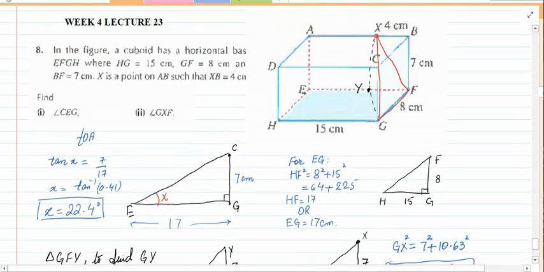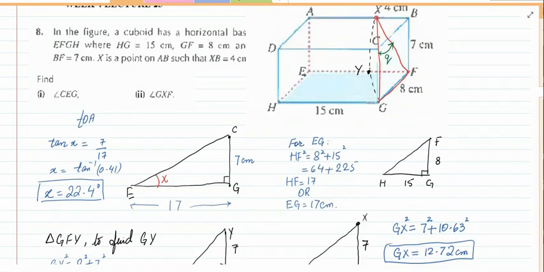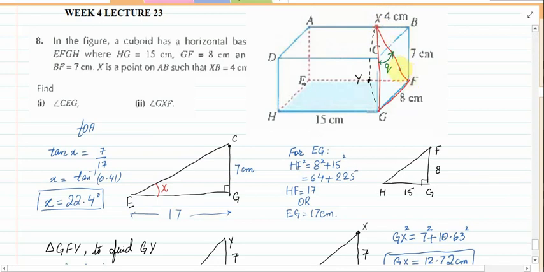Right? So now you have the value of GX, you have the value of GF. Can you now solve it? Try it by yourself and tell me the value of the angle GXF. The angle that is required is this angle GXF, and let's say this angle is Q. Before finding the value of Q, first we need to find the value of FX.